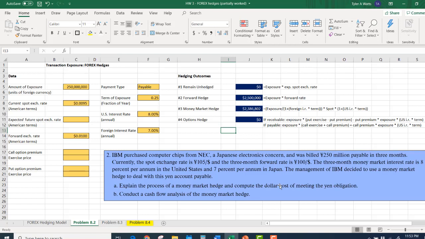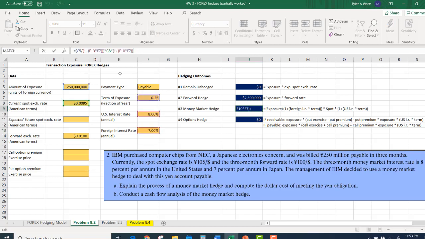So to explain the process of a money market hedge, compute the dollar cost of meeting the yen obligation. All right, so the money market hedge value is computed for us here in cell J9. So explain the process. Well, we don't have to write anything down, but let's just think out what's going on here.